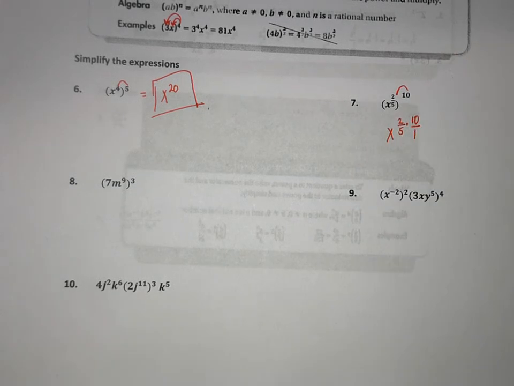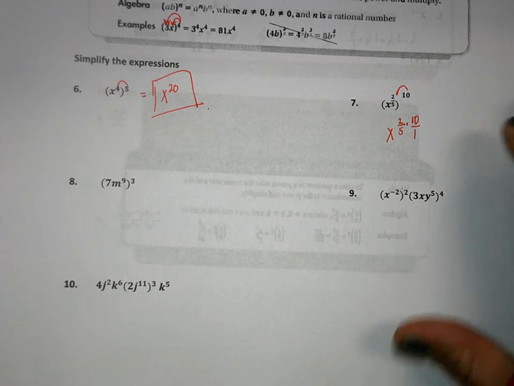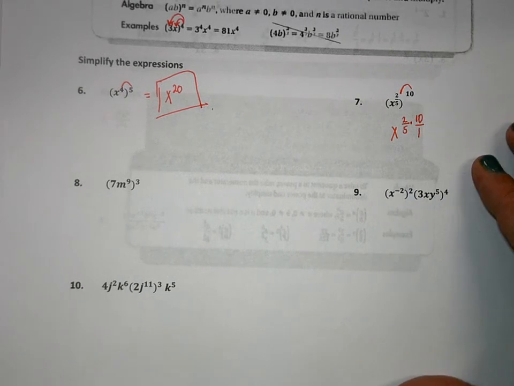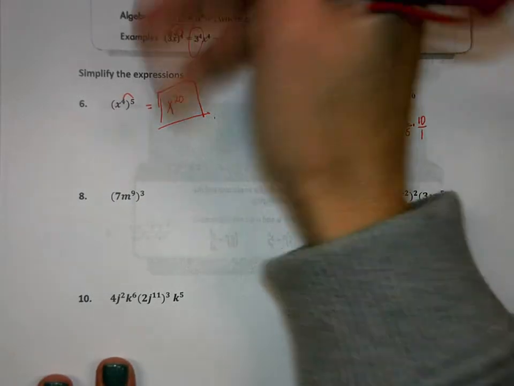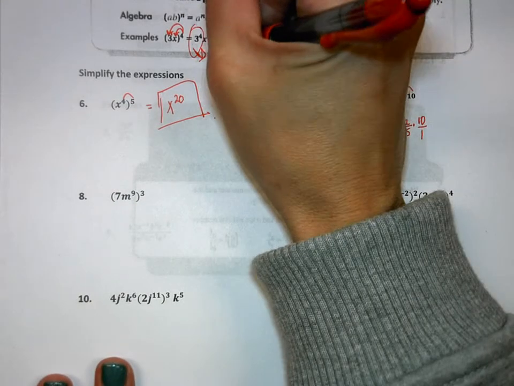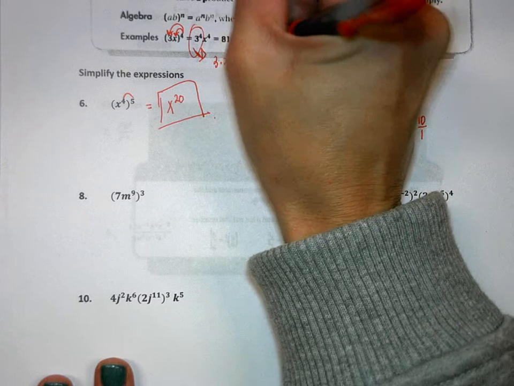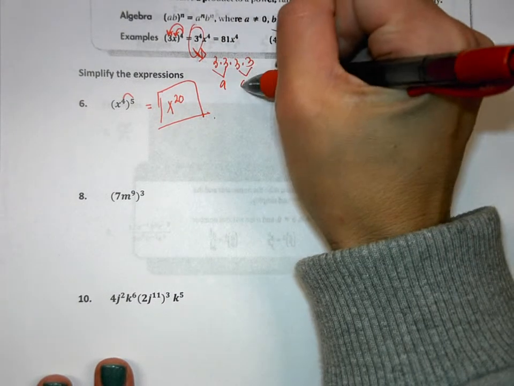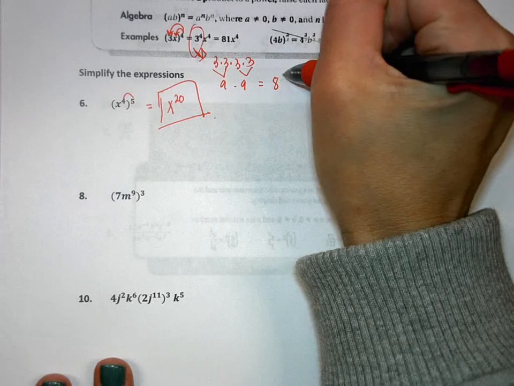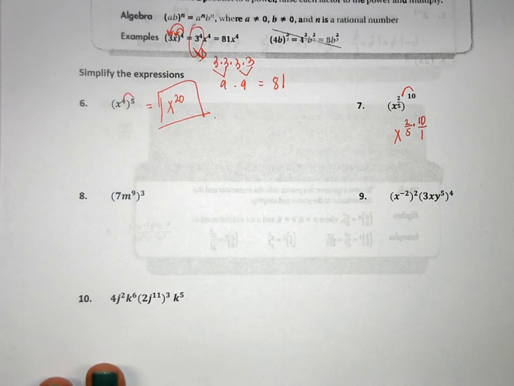Yes, Denise. On the example, how did it equal 81? Oh, they multiplied out 3 to the fourth power. So we know 3 to the fourth power is 3 times 3 times 3 times 3. And you could go 3 times 3 is 9, 3 times 3 is 9, and 9 times 9 equals 81. Oh, okay.